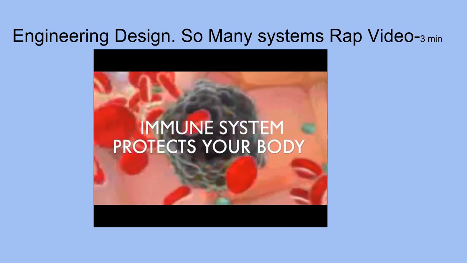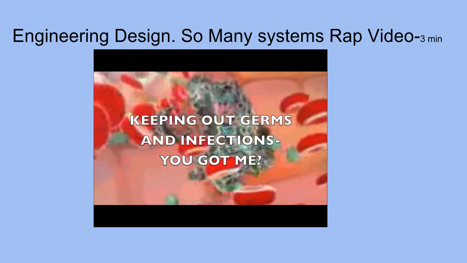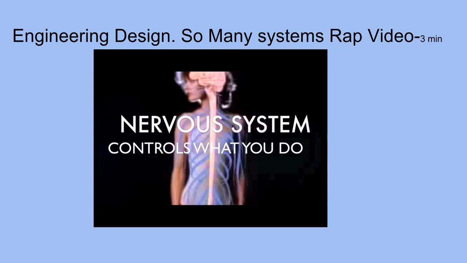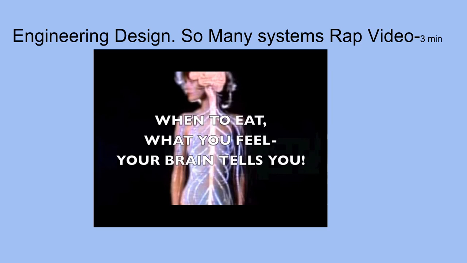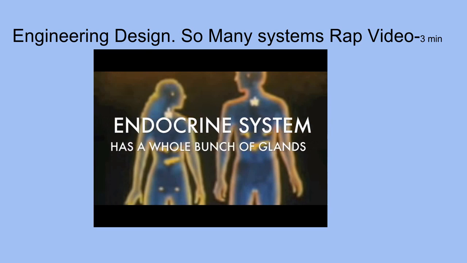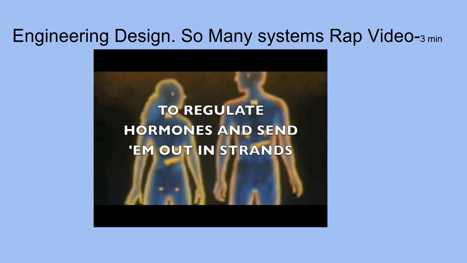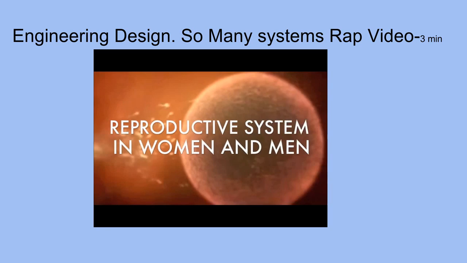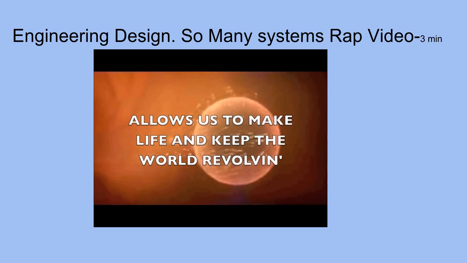Immune system protects your body, keeping out germs and infections. Nervous system controls what you do. When to eat, what you feel, your brain tells you. Endocrine system has a whole bunch of glands to regulate hormones and send them out in strands. Reproductive system in women and men allows us to make life and keep the world revolving.